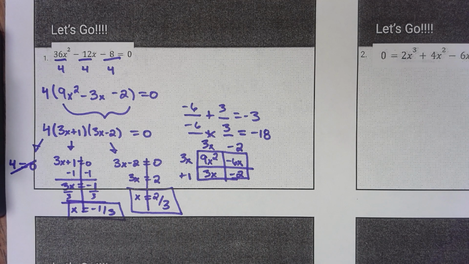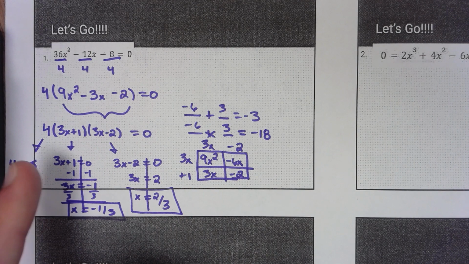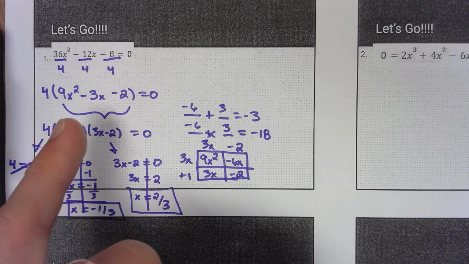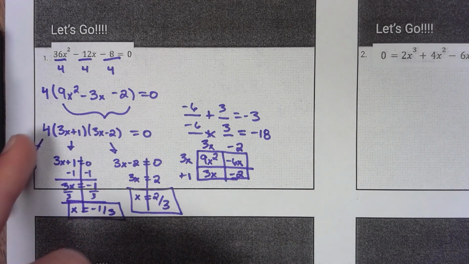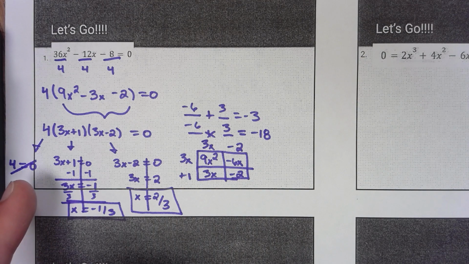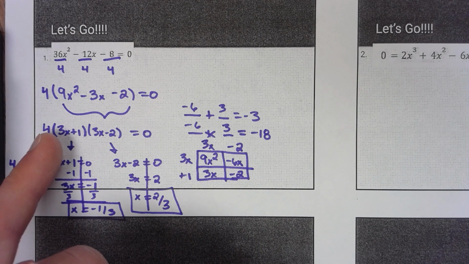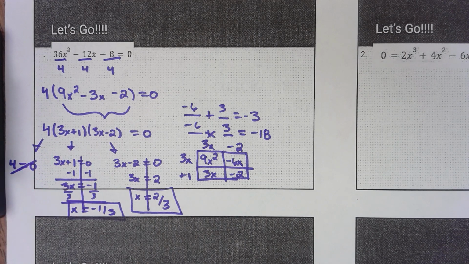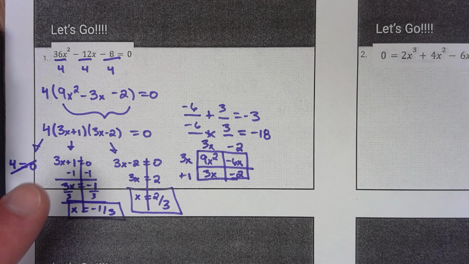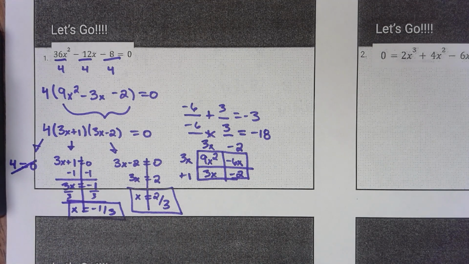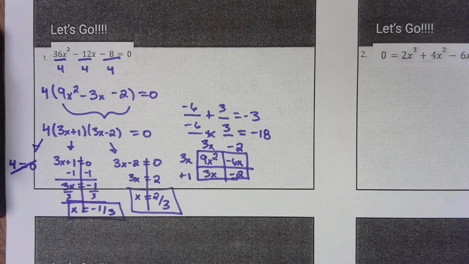All right. Any questions here? With the 4? Yeah, that's what I was kind of trying to show on the side here. By me taking out that GCF of 4, it's not changing my solutions because it's still a factor. There are technically 3 factors here: the 4, the 3x plus 1, and the 3x minus 2. The 4 doesn't have a variable, so there's nothing to solve for there.